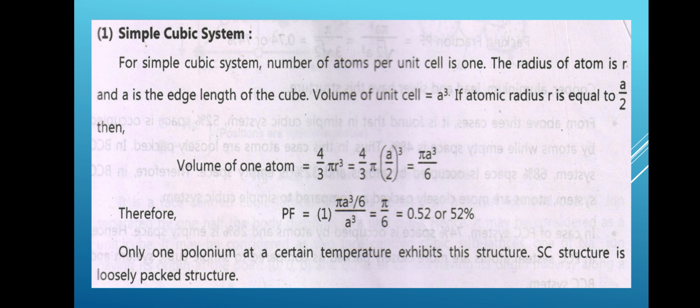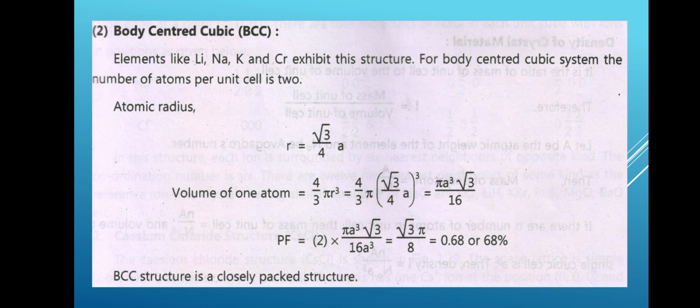Only polonium at a certain temperature exhibits this structure. Now simple cubic structure is loosely packed structure. Now second one, body centered cubic system. Elements like lithium, sodium, potassium exhibit this structure. Now for body centered cubic system, the number of atoms per unit cell is 2.